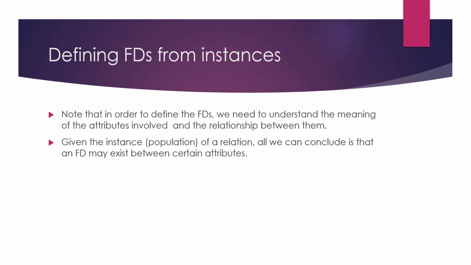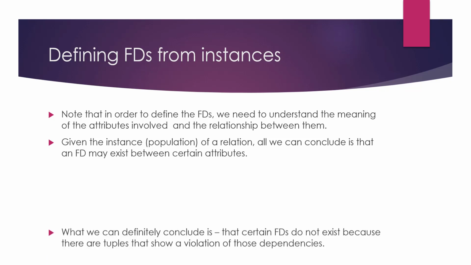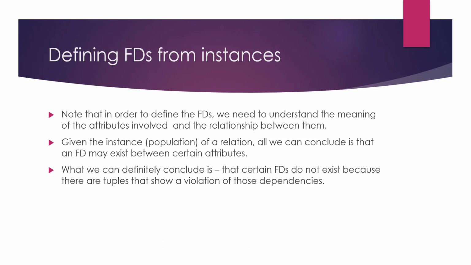Why? Because we might populate our tables with another row that does not apply that constraint. So what we can conclude by looking at our populated relation is that we might have a functional dependency between certain attributes. What we can certainly conclude is that we do not have a functional dependency between some attributes.